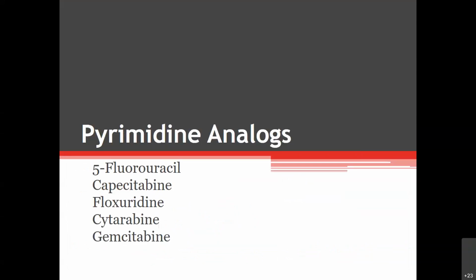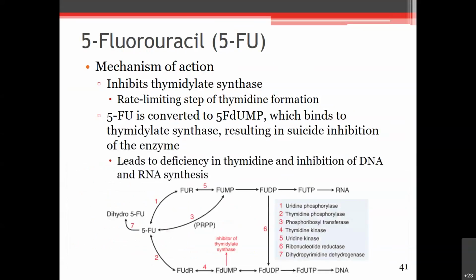Next, we will move on to pyrimidine analogs. We'll start with 5-fluorouracil, or 5-FU. So as you guys are probably aware, we see this in a variety of adult solid tumors, particularly with GI cancers. And this is also used in pediatric patients who have hepatoblastoma. So 5-FU gets converted to 5-FdUMP, which binds to thymidylate synthase and results in suicide inhibition of the enzyme. This ultimately leads to deficiency in thymidine and inhibition of DNA and RNA synthesis.